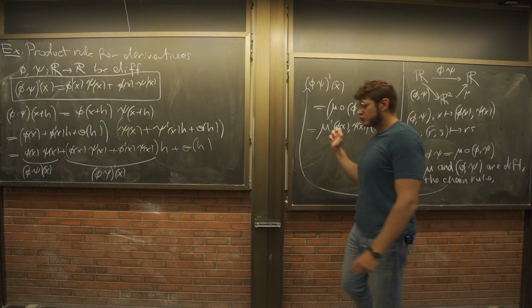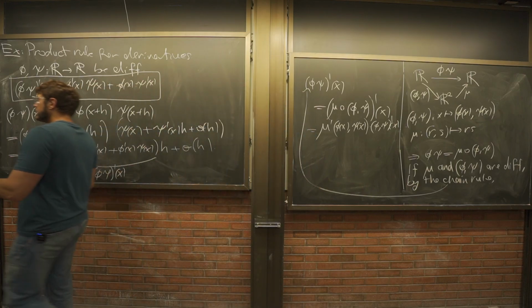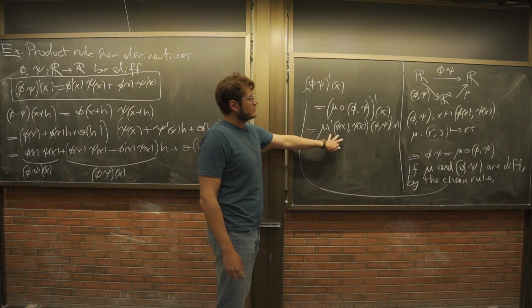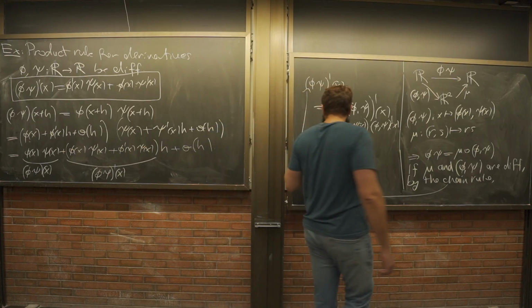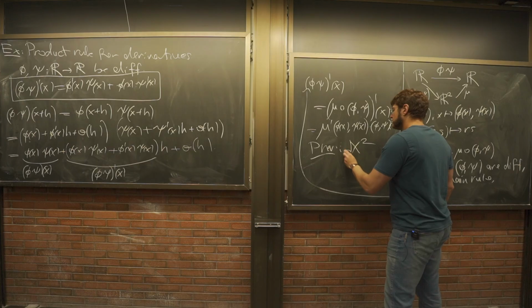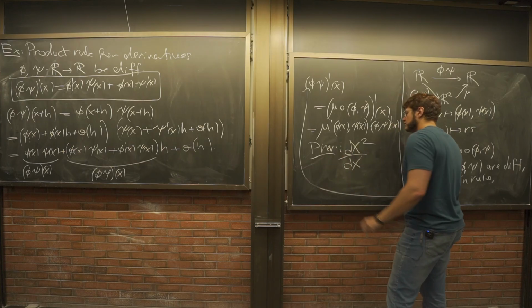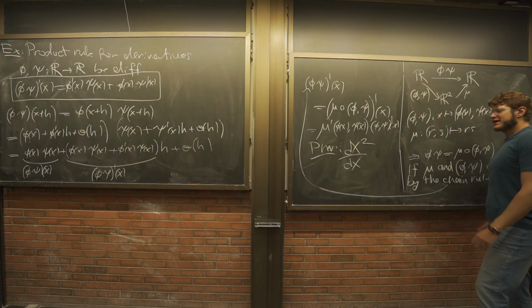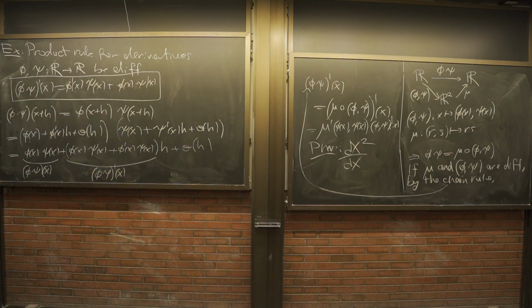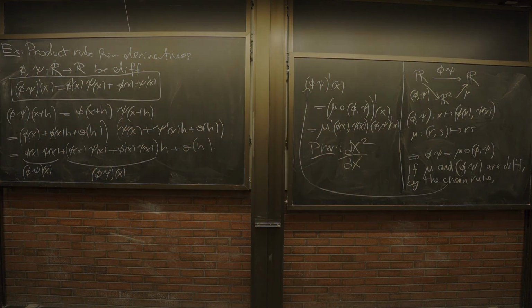So we're going to spend more time on this because I'm running out of time. I want to take my time in doing this. So tomorrow we're going to keep working on this example, and then we're going to look at dx squared by dx, where x is a square matrix. What is the derivative of x squared? Okay, thank you. I'll see you tomorrow.